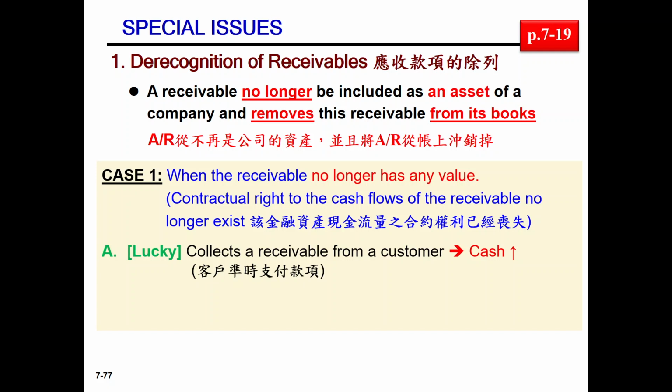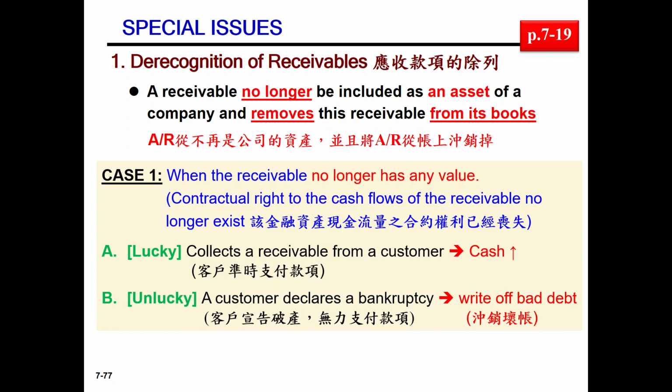So what kind of situation are you unlucky? The customer can't pay the money back anymore. You've got to pay the expense. Okay? So you cannot get the money back from customers anymore. So you are unlucky. In that case, receivables are without any values anymore. Okay? So in that situation, what should we do? Write off your bad debts.